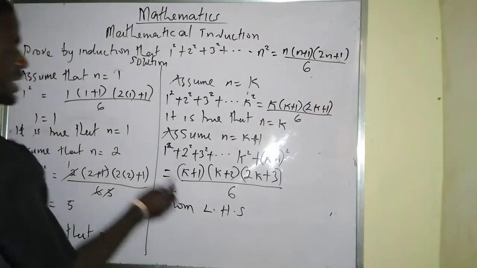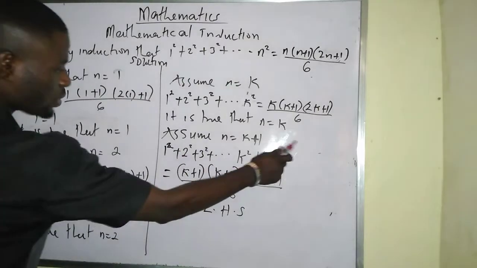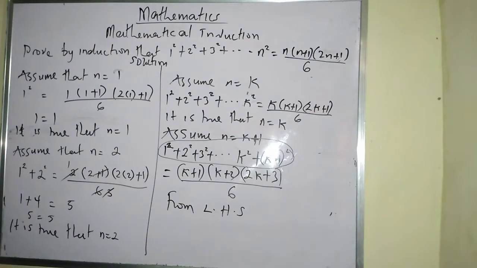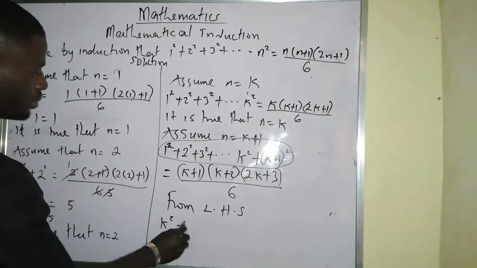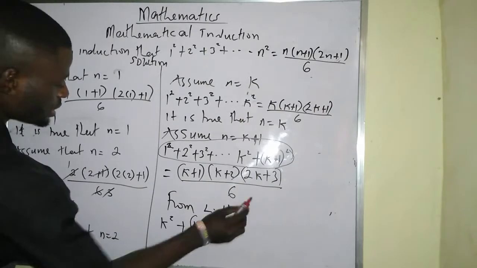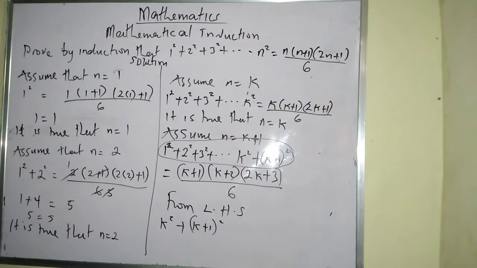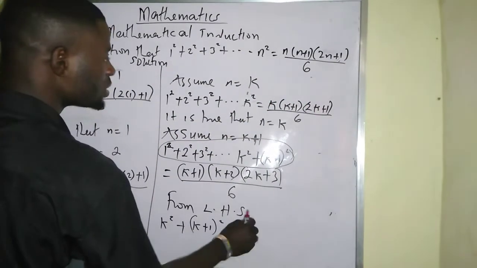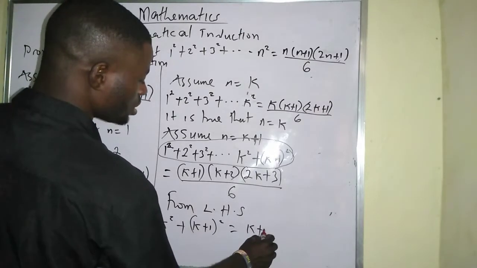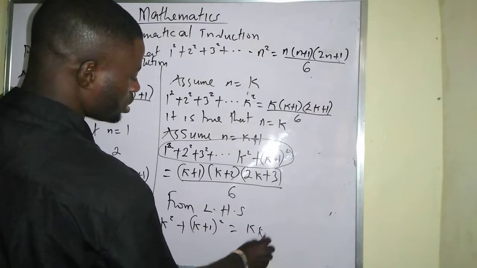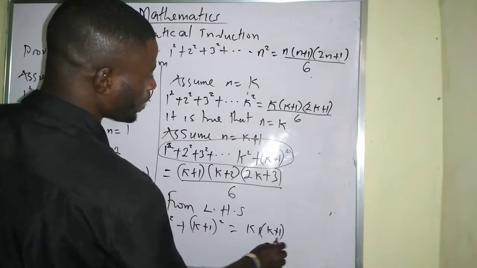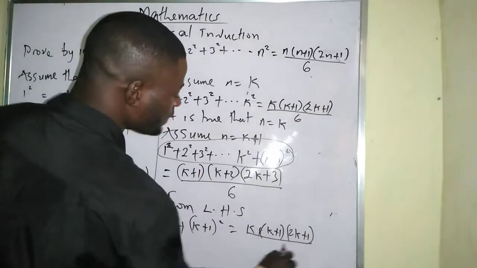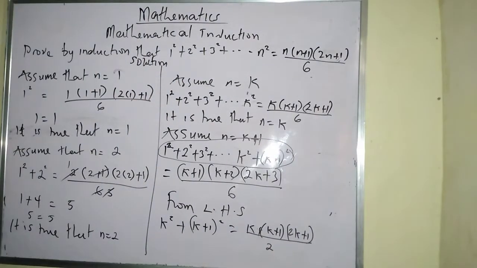Now, my LHS is what? This is what I'm using now. I want to use this statement. Now, what is my k squared? My k squared plus what? k plus 1 all squared. That's what I want to work on. Now, k squared is everything that is here, which is going to be k plus what? Plus k plus 1, 2k plus 1, all divided by 6. That is mine. All divided by 6.